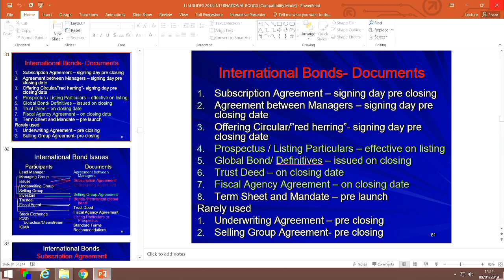So what we need to do next is to start looking actually at the bond instrument itself. What does it contain? Now remember, the subscription agreement, the agreement between managers, and the sub-underwriting agreement, when it's used, are marketing documents. They are live and effective until closing date. On closing date, all of the obligations and arrangements contained in those documents fall away. They do not have any further function. What remains thereafter is the relationship between the issuer and bond investors.